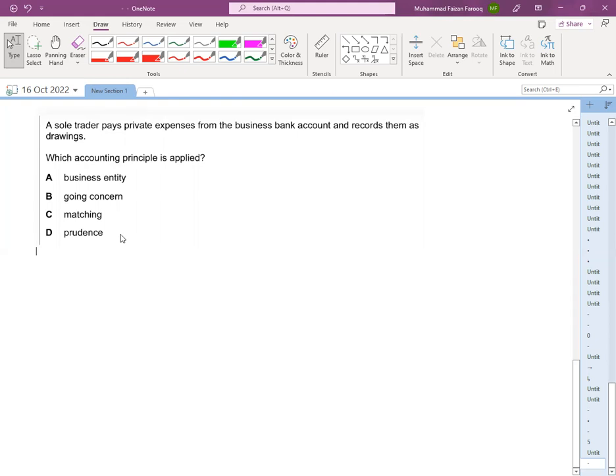The next question is, a sole trader pays private expenses from the business bank account. Why does he need to record it separately as drawings? We learned the business is separate and the owner is separate. We are doing accounting for the business, not for the owner. Which concept is that one? That is the business entity concept. Why are we recording drawings? Because the business is a separate entity from its owner. So the answer is supposed to be A, business entity concept.